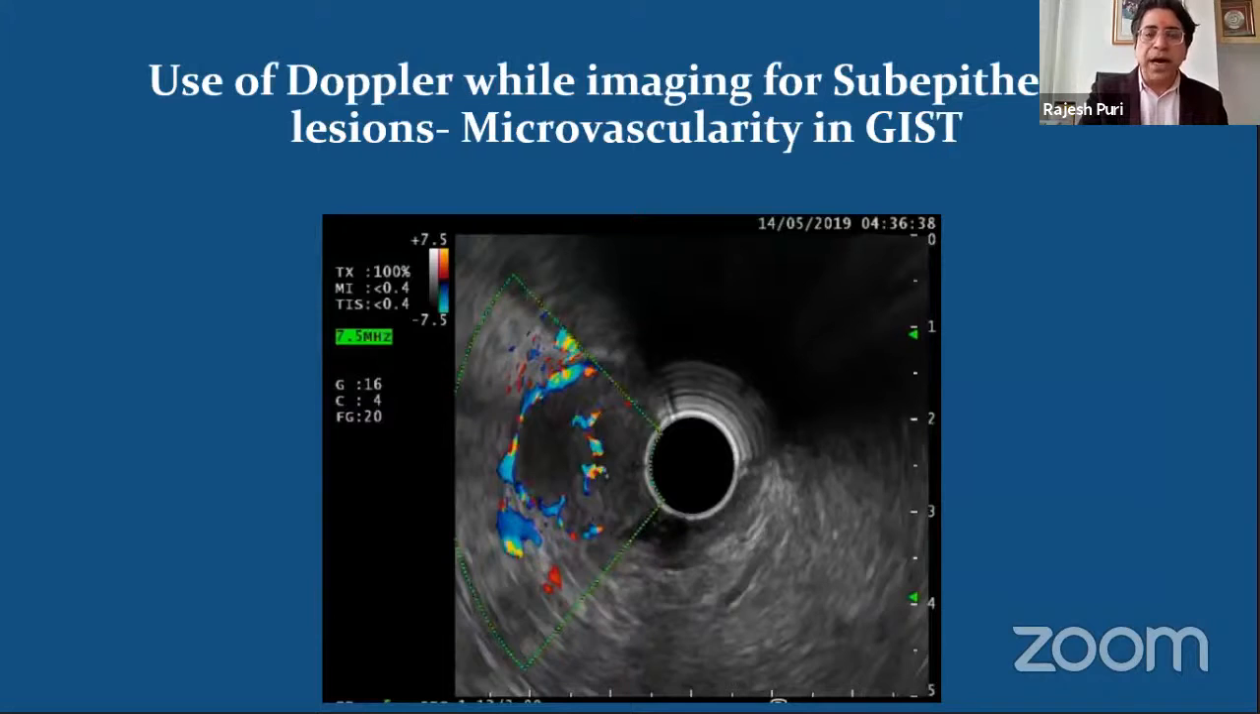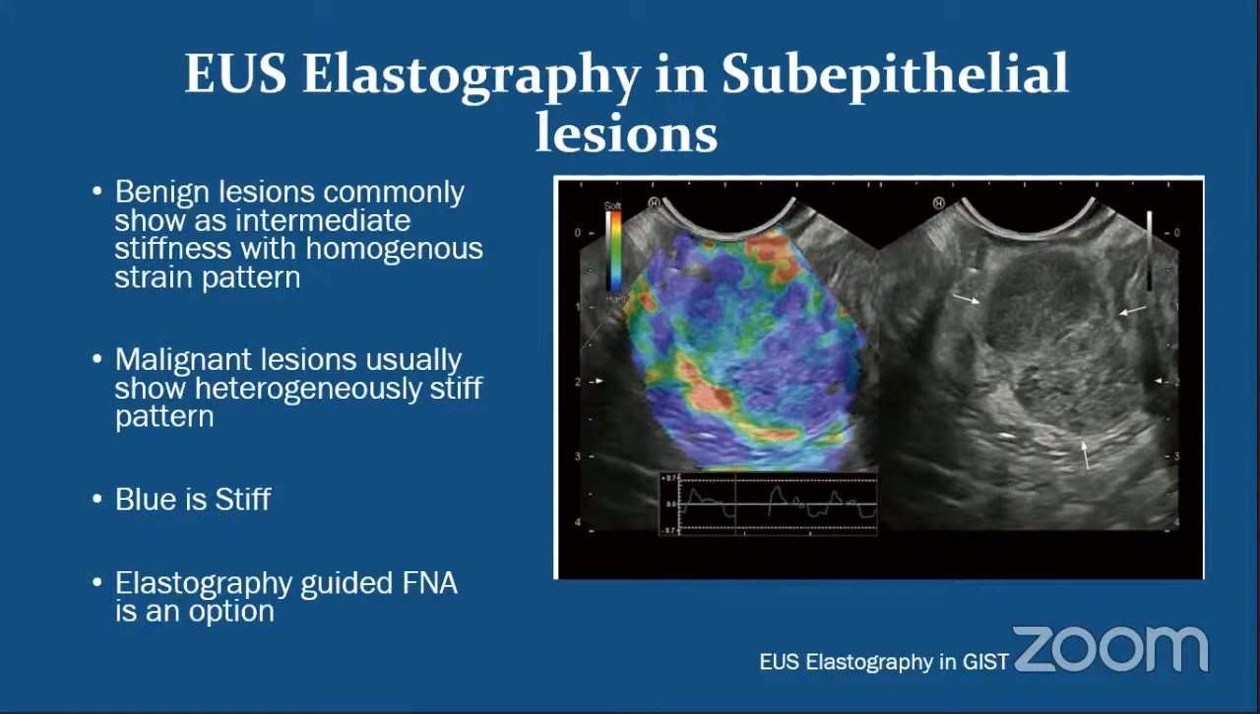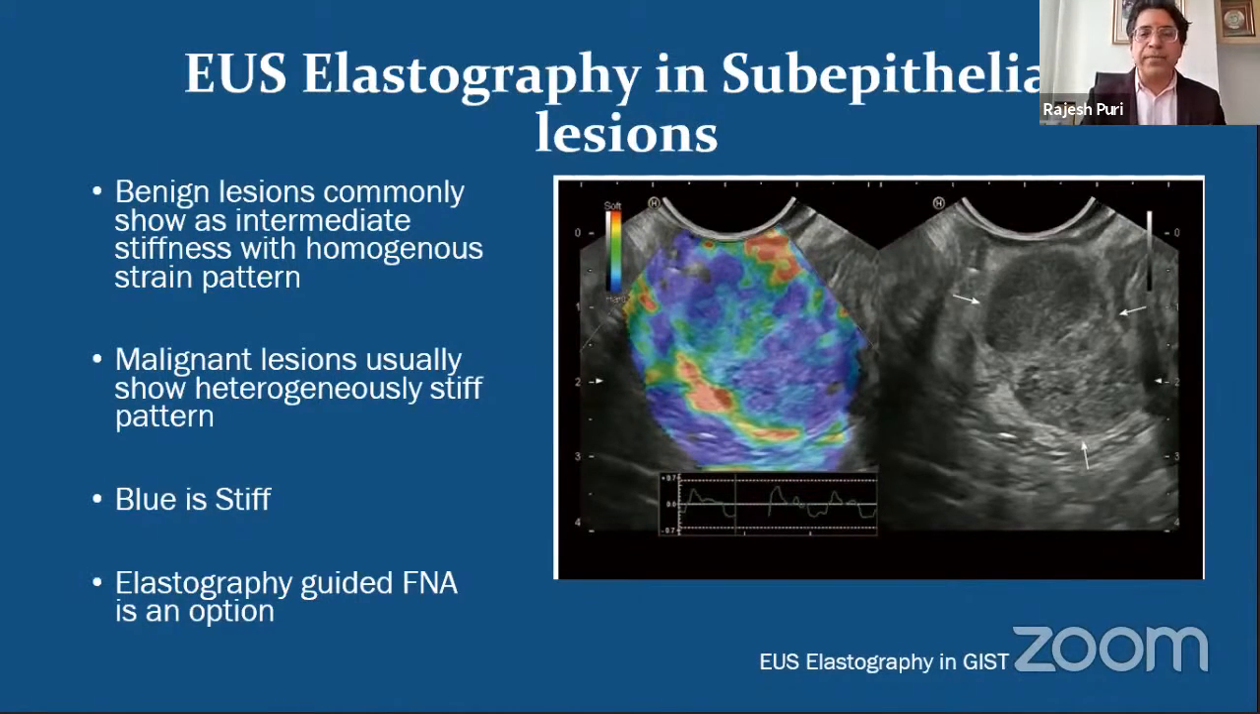Doppler signals are positive in patients with GIST, while they are very few or negative in cases of leiomyoma or schwannoma. Similarly, elastography gives a pattern. On qualitative elastography, if you find a homogeneous strain pattern, that favors benign, but in a malignant lesion, generally it is heterogeneous. More blue indicates stiffness, and sometimes you can do elastography-guided biopsies also. So elastography sometimes also helps in predicting whether you are dealing with a benign or a malignant subepithelial lesion.